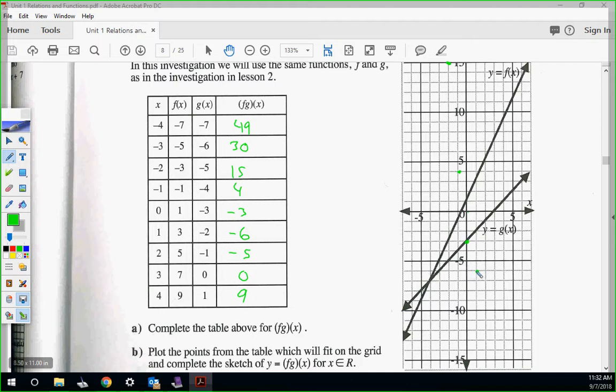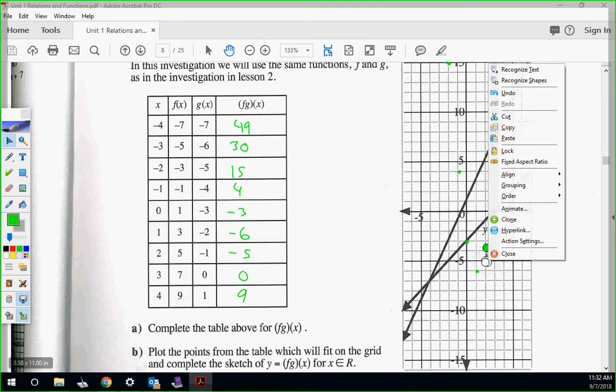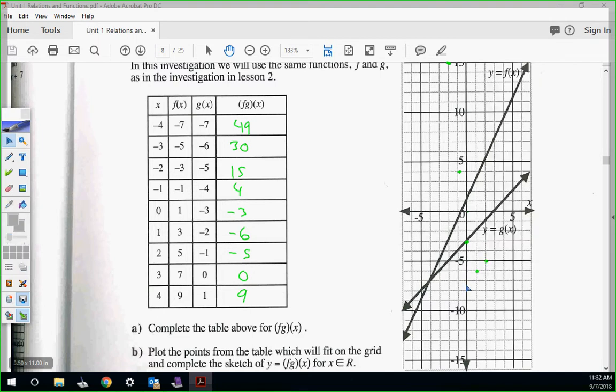So you can see it turned, right? I was at negative 6, now I'm at negative 5. So there's a turn there. So that's something to note. 3, we're at 0. And then 4, we're at 9. And I'll get all the way here.